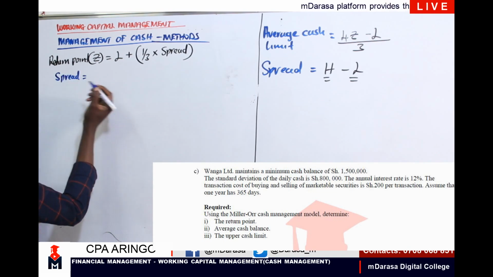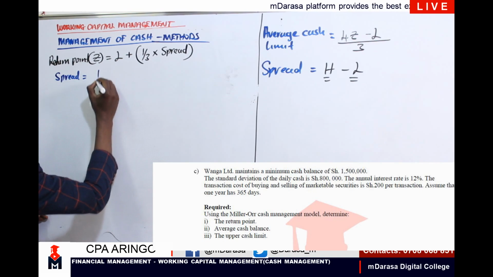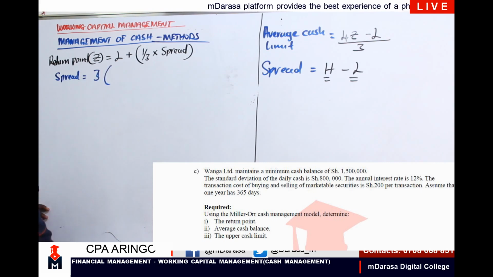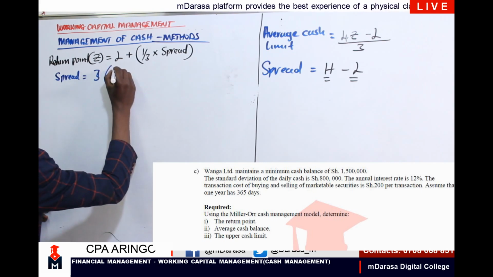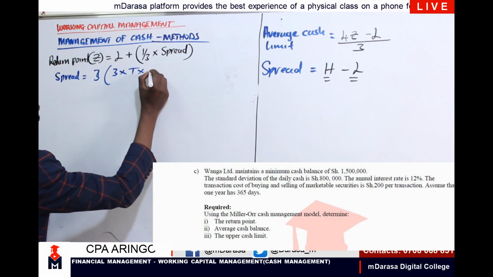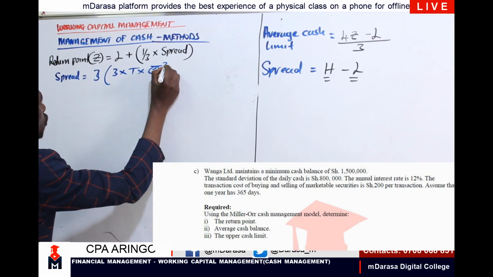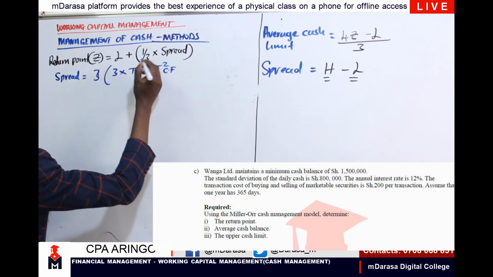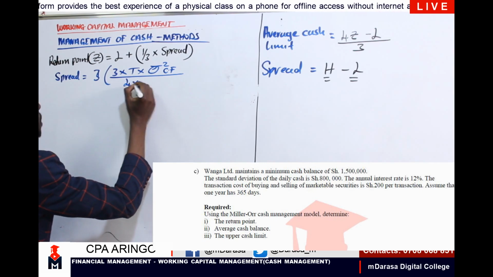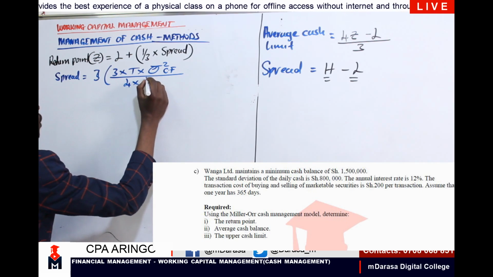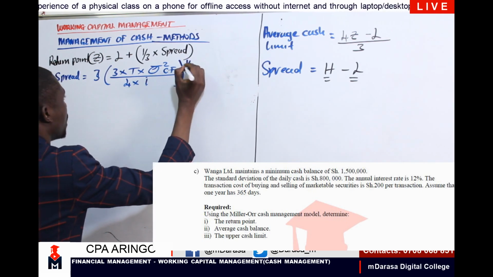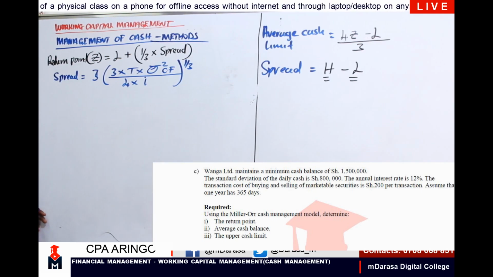So spread, basically, we said we'll be talking of 3 times my transaction cost times my standard deviation squared of the cash flow, that is the variance of the cash flow. We divide by 4 times daily interest, all raised to the power of a third.